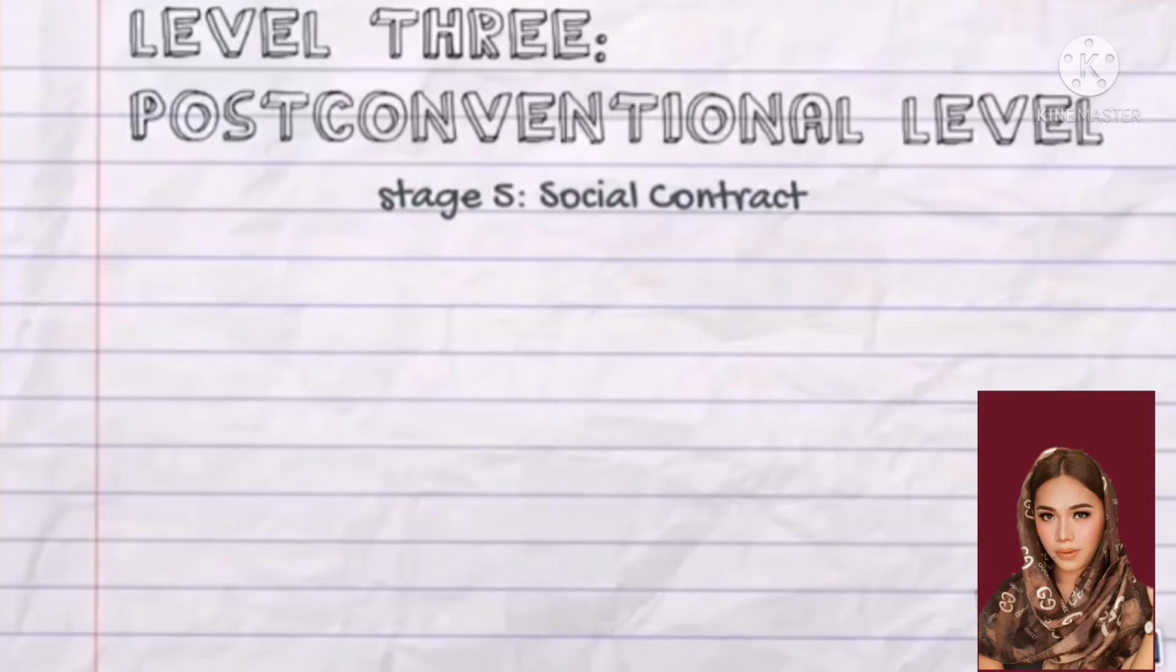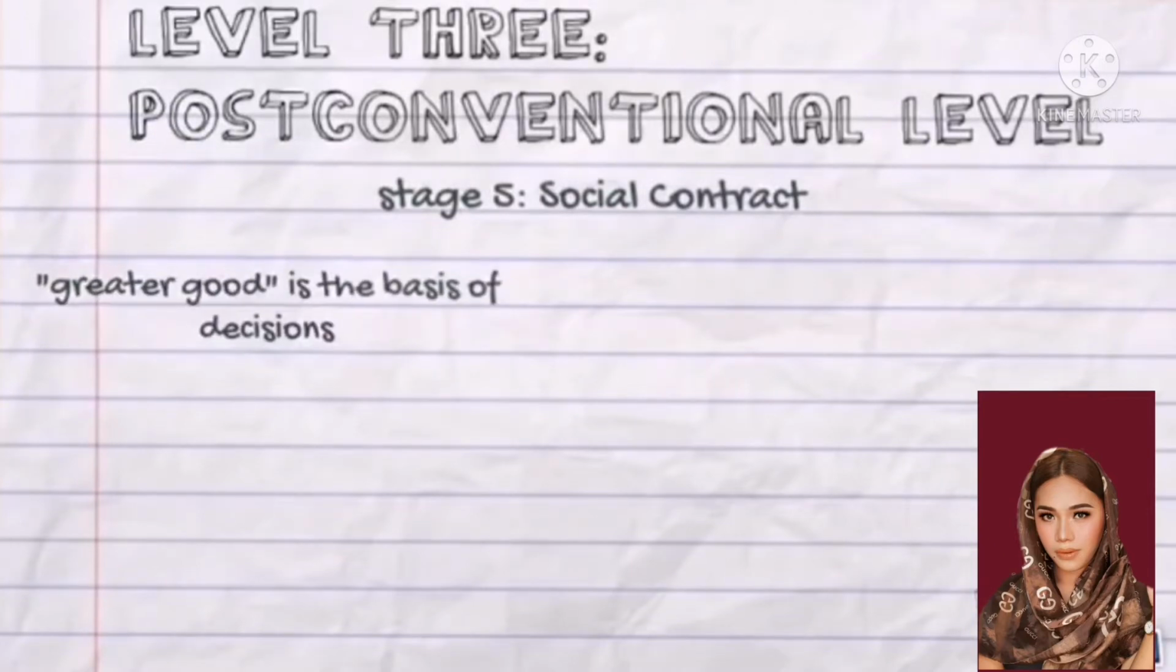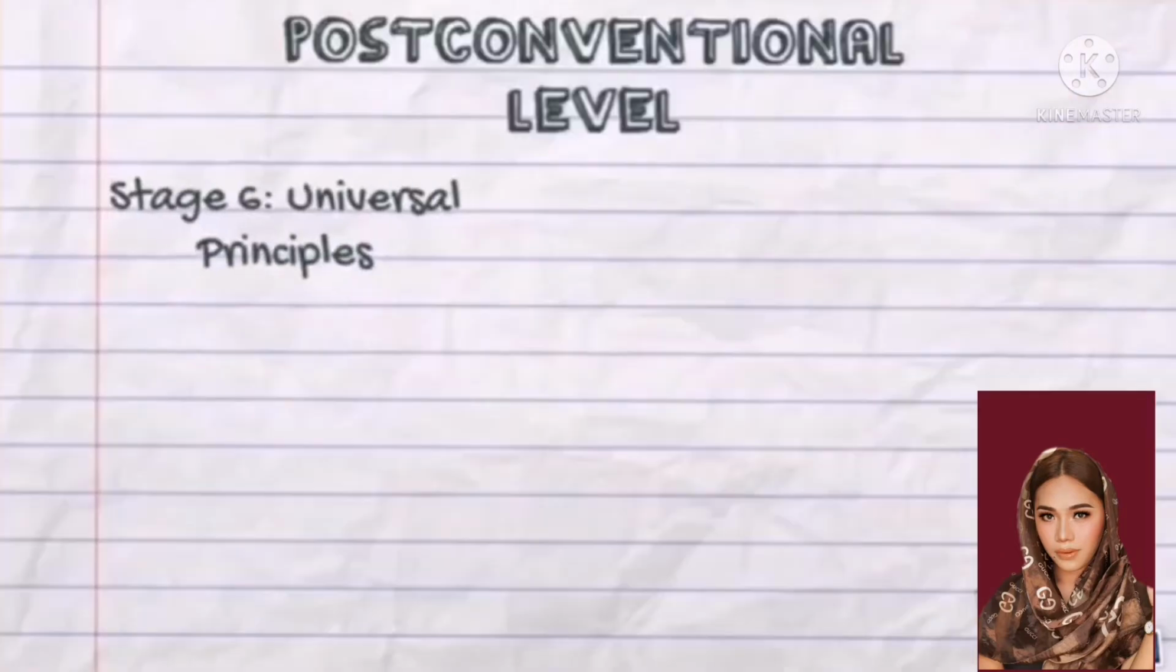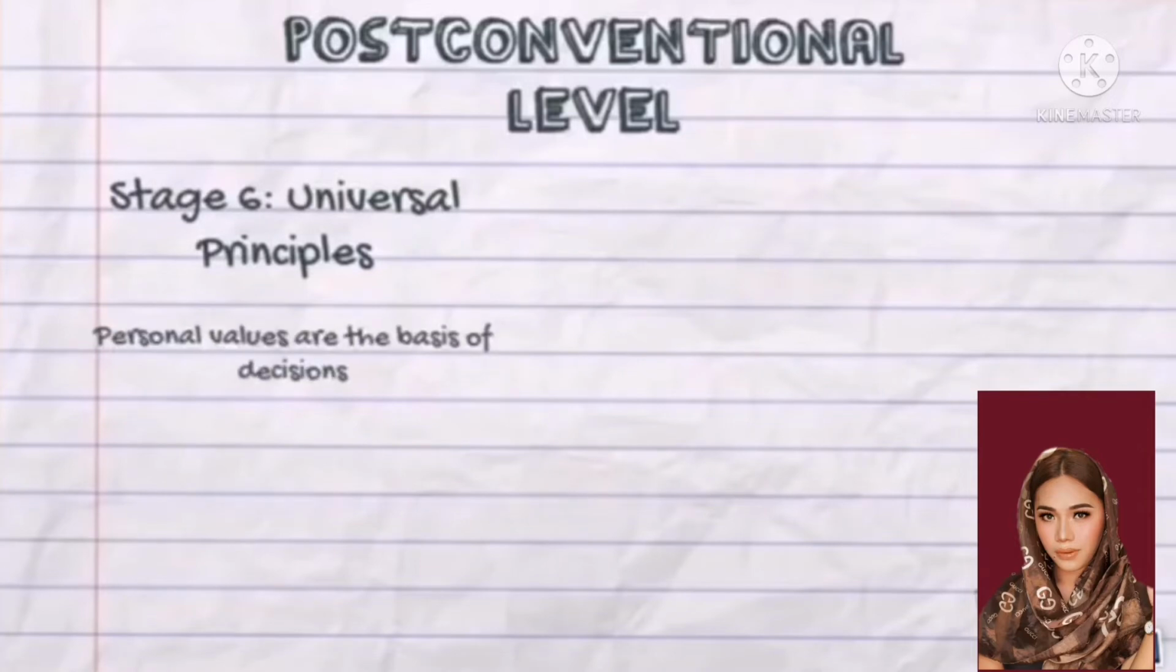Stage 5, social contract. The common good is the basis of decision. For example, what do our values say? Stage 6, universal principles. Personal values are the basis of decisions. For example, what does my conscience say?